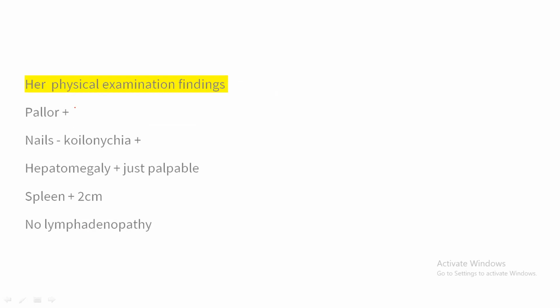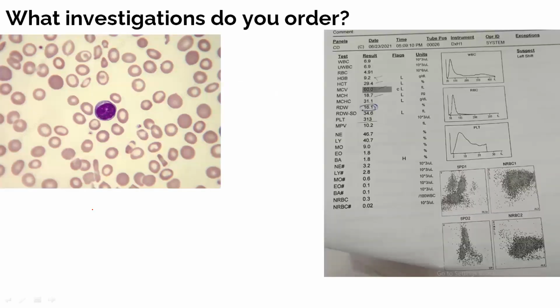So on her physical examination, she was found to have a pallor. She has koilonychia, a just palpable liver, spleen 2 centimeters, and no lymphadenopathy. So this was the typical CBC of this child. If you see, WBC count is 6,900, and hemoglobin is 9.2. Platelet count is 3 lakhs 13,000.